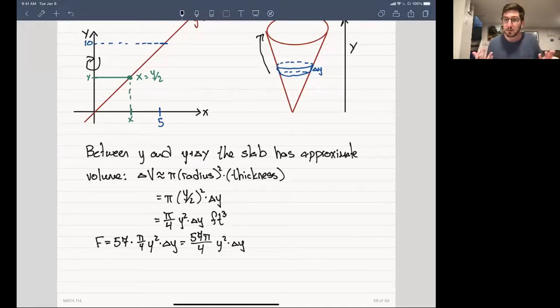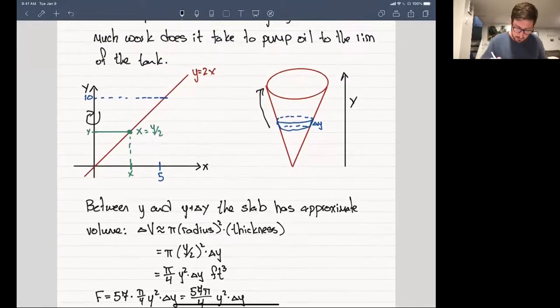And now we can compute the work. The change in the work is going to be the distance that this thing needs to get moved. The distance this thing is moving is from this point on the y-axis all the way up to the rim. So if this right here is distance y, that tells me that this distance is 10 minus y.